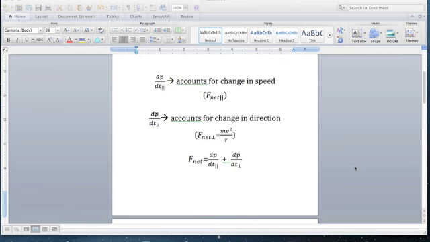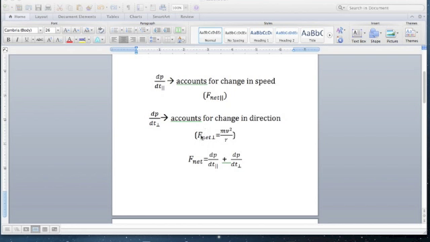Since the star is moving in a circular motion, we must understand that there are two components of the gravitational force acting on the star, one that is parallel to the tangent of the star's path and one that is perpendicular to the tangent of its path. F net parallel, which is equal to dp/dt parallel, or the rate of change of momentum in the parallel direction, accounts for the change in speed of the object, while dp/dt perpendicular, or the rate of change of momentum in the perpendicular direction, accounts for the change in direction of the star.